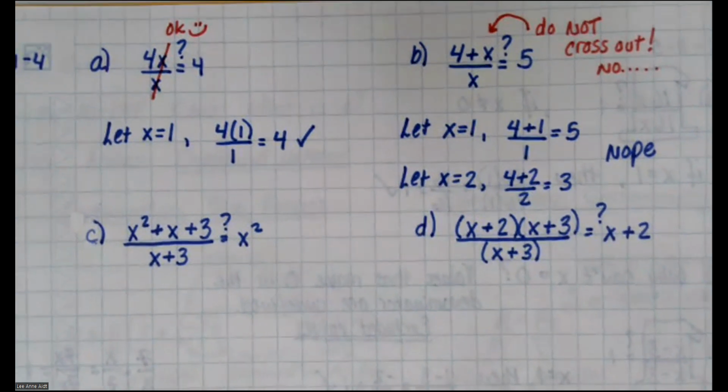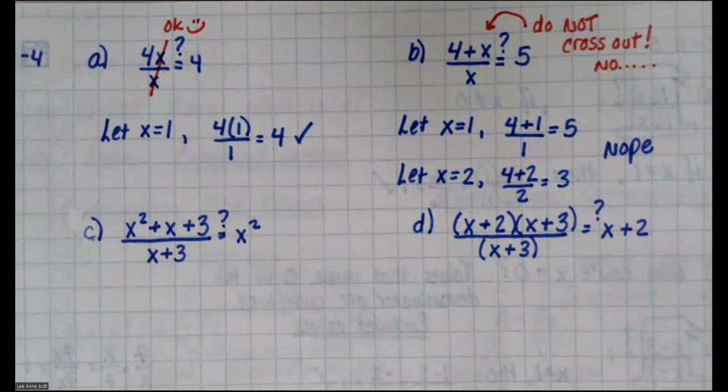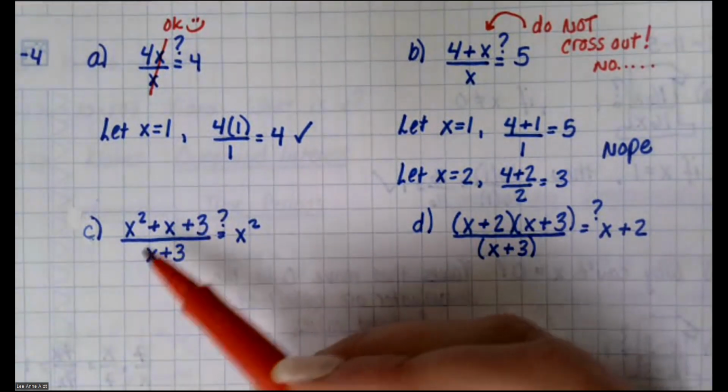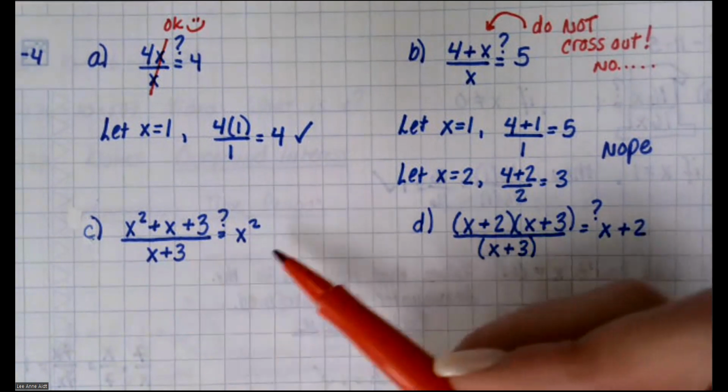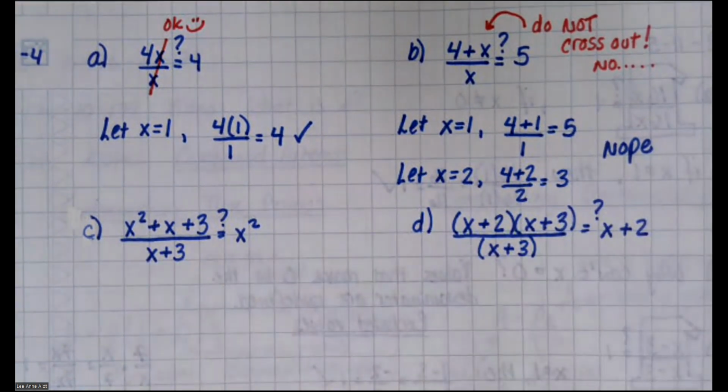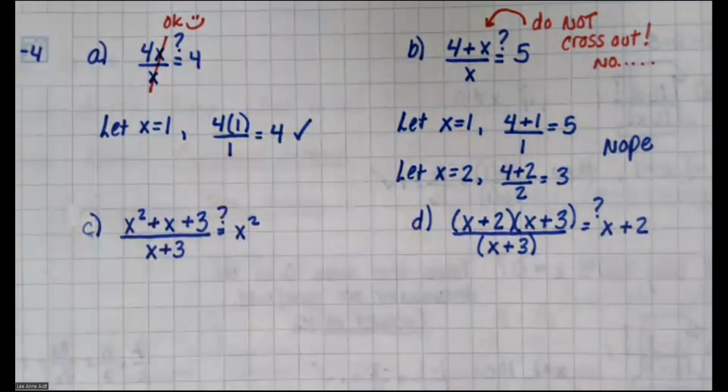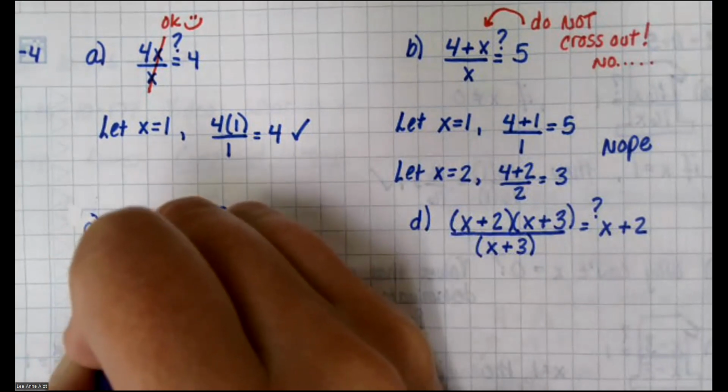Okay, so taking what you learned from B, looking at C, do you think it's okay to cross out these x's and cross out these 3's and get x squared? So let's try it. Should we try something other than 1? Let's try 2 just to be safe.